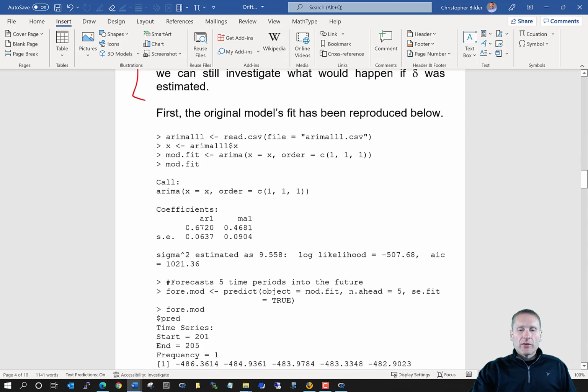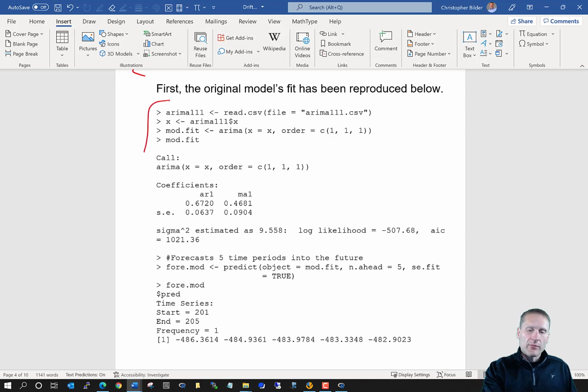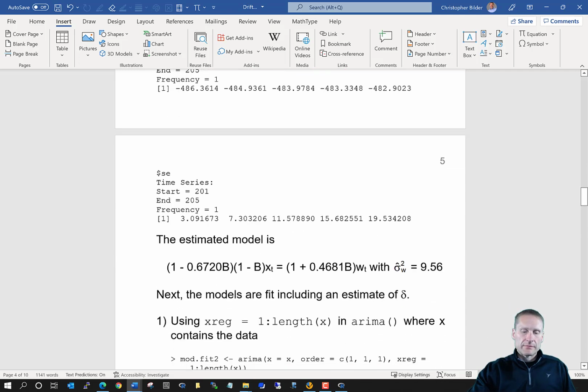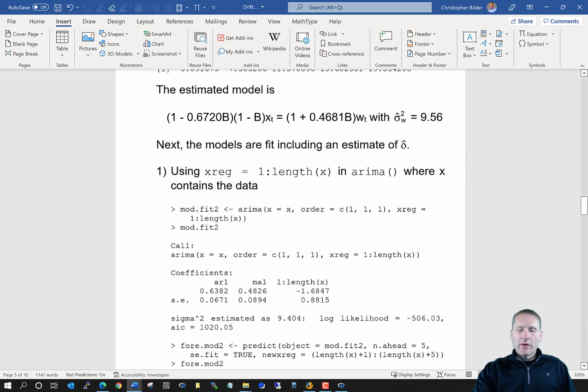Okay, so to begin here, I'm going to simply read in my data like usual, put it into X, estimate the model like usual. Here is my phi hat 1, here's my theta hat 1. Here is sigma hat squared W. Then I can also do my forecasting like usual. I can use the predict function with that. I'm going to go 5 time points ahead into the future. And so this is what the actual estimated model looks like.